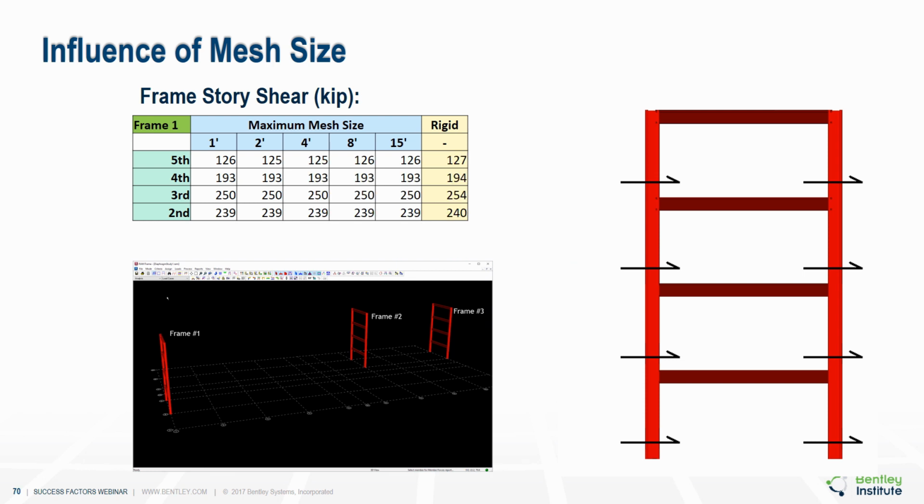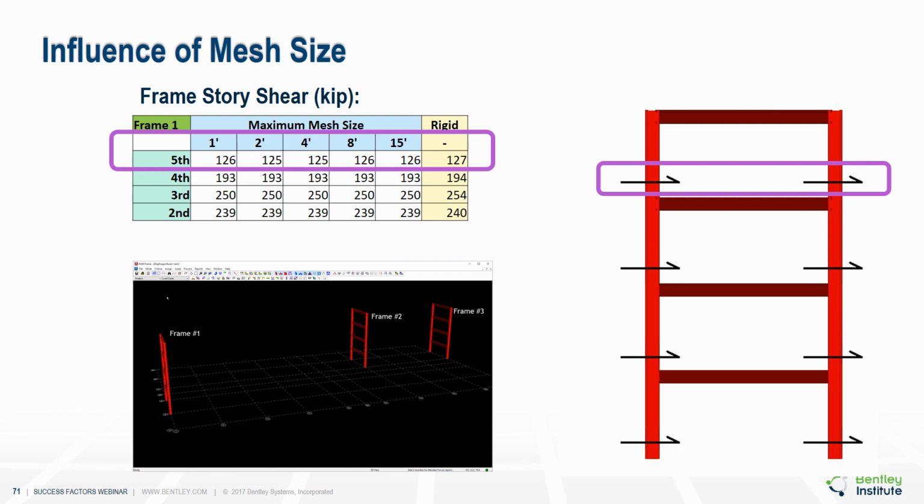And I did that for each of the different mesh sizes, tabulated those story shears for frame 1 for each of the different mesh sizes. And just for comparison, I've put rigid on there, the results from the rigid analysis, because it's interesting to see that comparison. But our focus here mostly is, the question we have is, what's the appropriate mesh size to use?